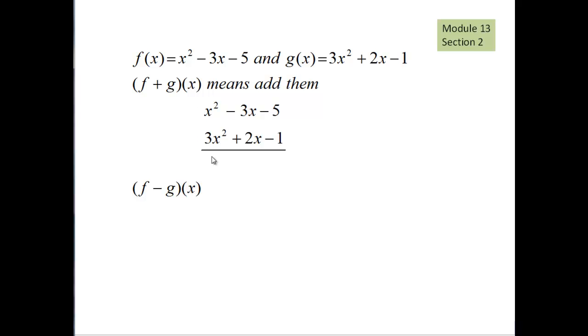x squared and 3x squared makes 4x squared. You take the fronts, leave the backs alone. Negative 3 plus 2 is negative 1. Those are all x's. Negative 5 and negative 1 is negative 6.